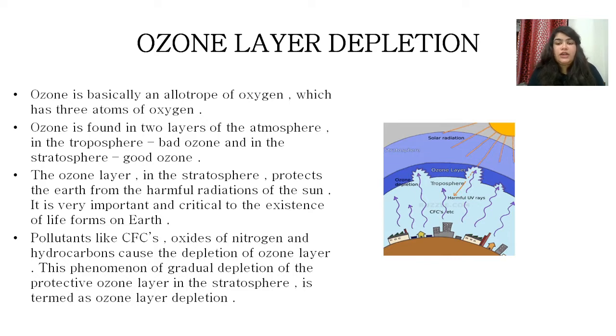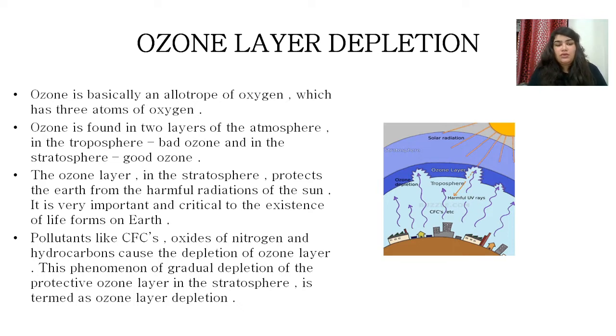Now, there are 2 kinds of ozone that we have, tropospheric ozone and stratospheric ozone, right? Tropospheric ozone is the ozone found in the troposphere, the layer closest to the earth. Tropospheric ozone is not good. It causes a lot of global warming, so it is also termed the bad ozone. On the contrary, the ozone found in the stratosphere is termed the good ozone.